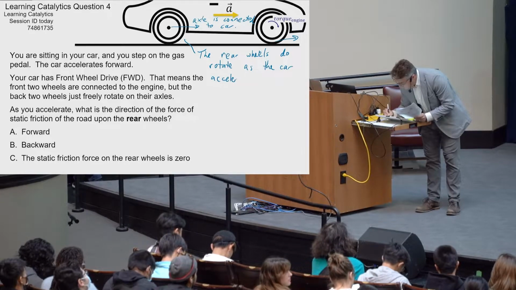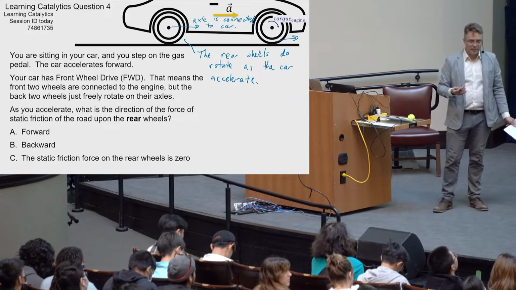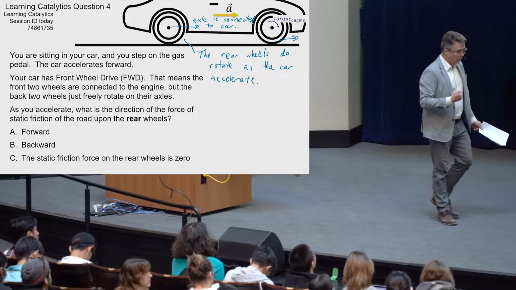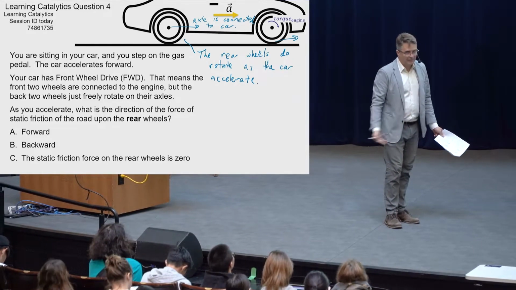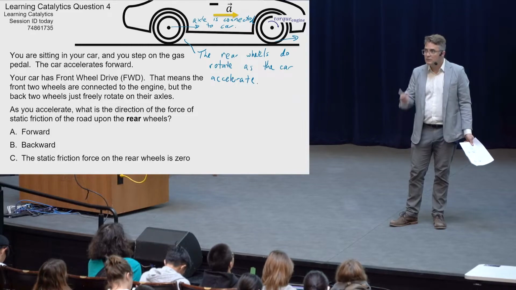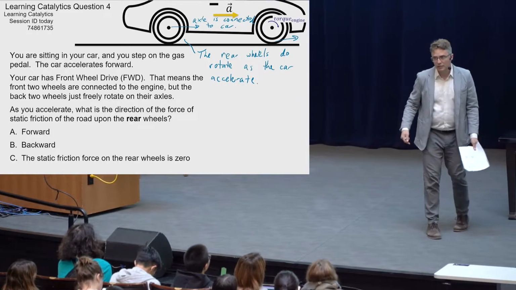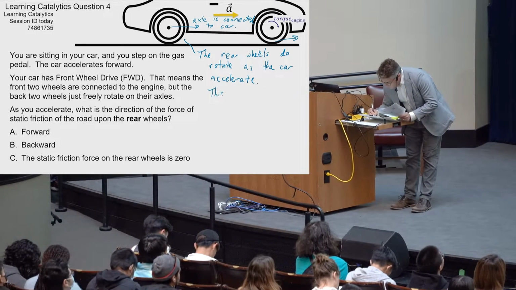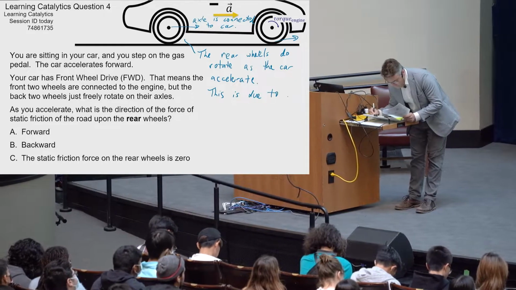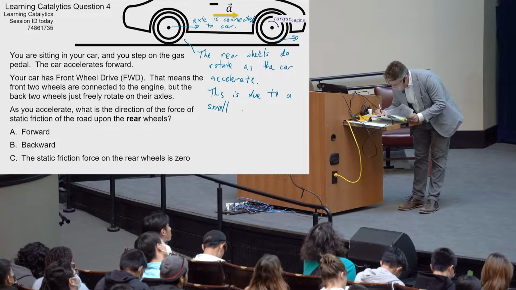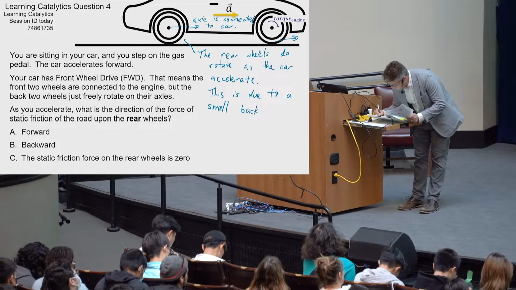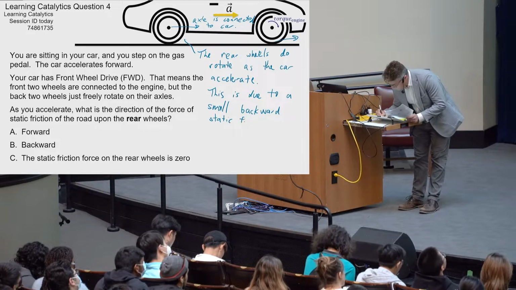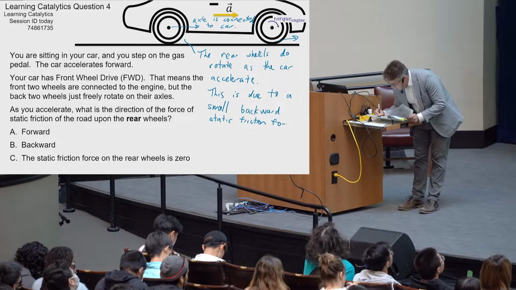Now, the reason that the front wheels are rotating is because they're connected to the engine. The reason the back wheels are rotating, I think, is because they're getting dragged along the road. Like if you pull a wagon, the wheels rotate for a completely different reason. So this is due to a small backward force. They want to slip forward in this case if they weren't rotating. So there's a small backward static friction force from the road.